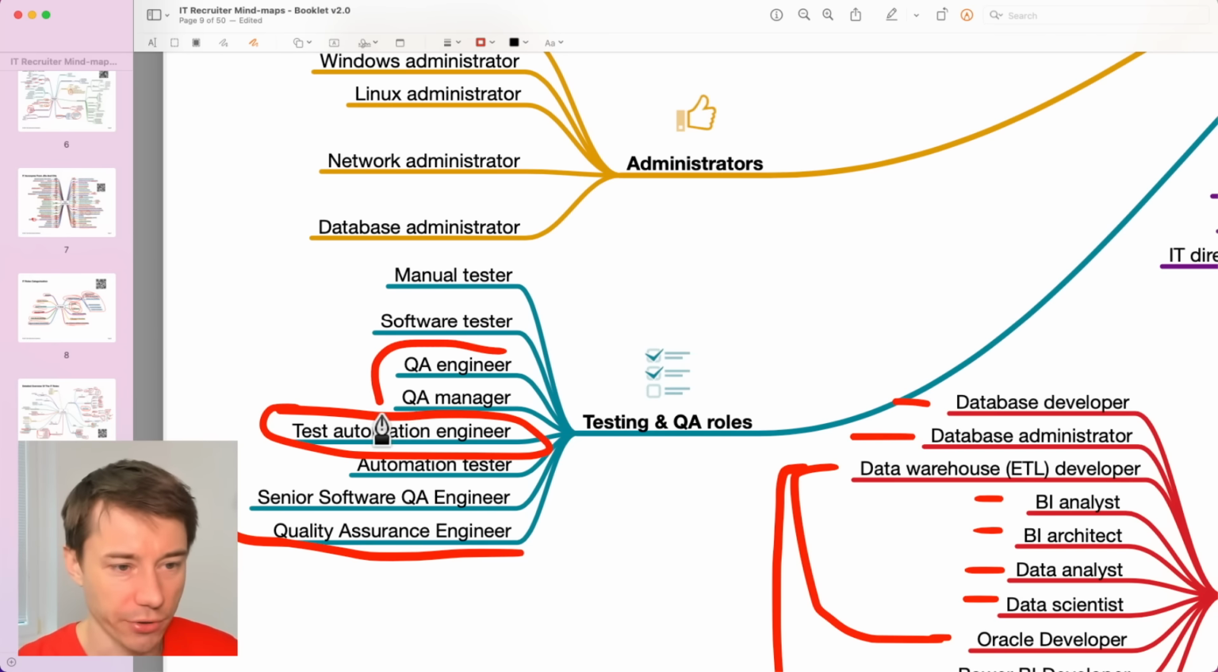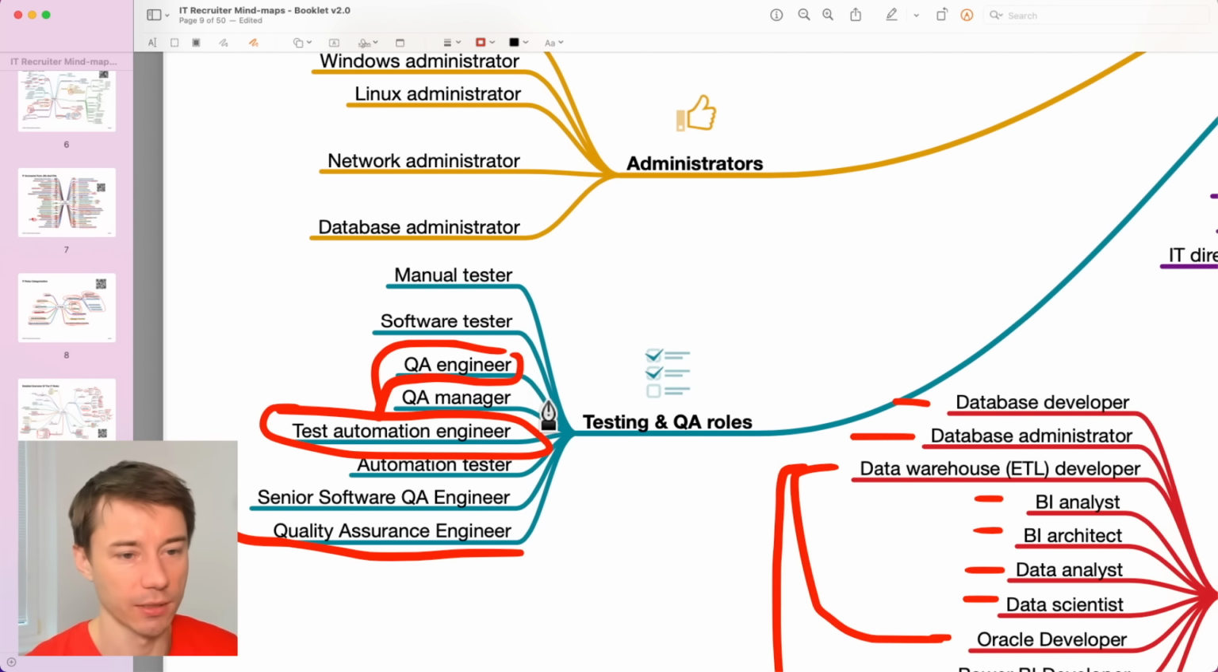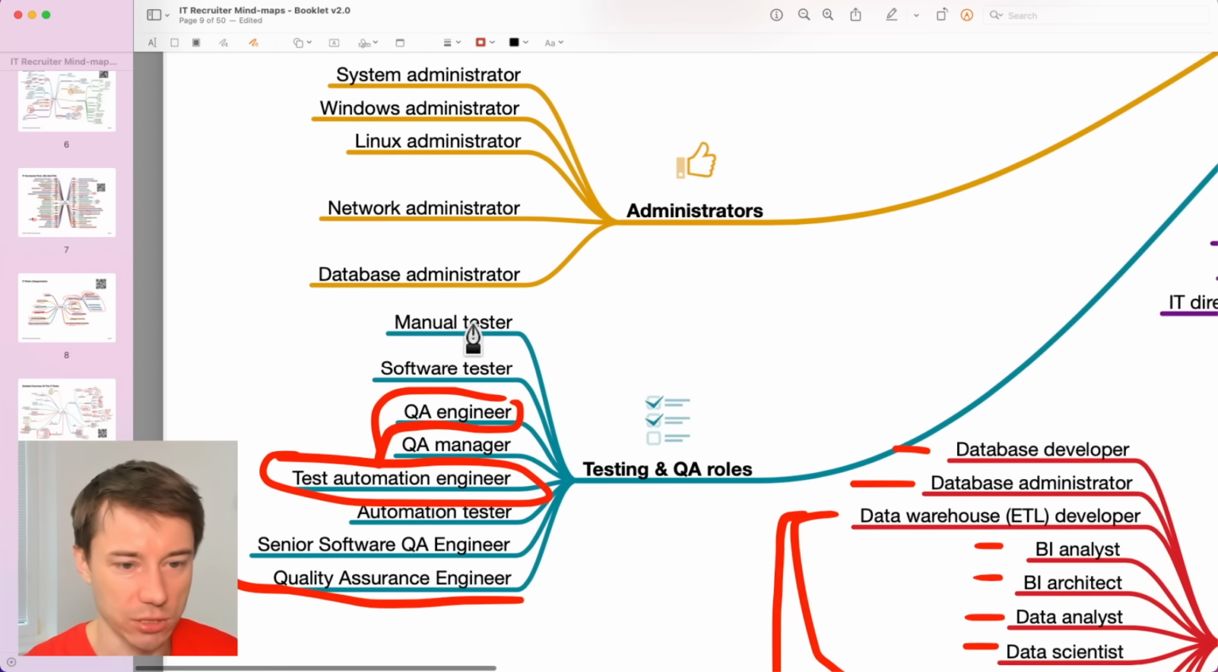QA engineer, QA manager, these are sort of different titles for pretty much a similar role. I mean, the manager may manage, but in some cases the manager doesn't have any direct staff underneath, but the QA engineer can write code to test automatically. So the test automation engineer and QA engineer could be seen as the same professional. Software tester, it's just a synonym.